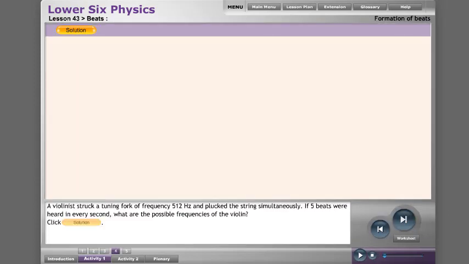A violinist struck a tuning fork of frequency 512 Hz and plucked the strings simultaneously. If 5 beats were heard in every second, what are the possible frequencies of the violin? Click Solution.